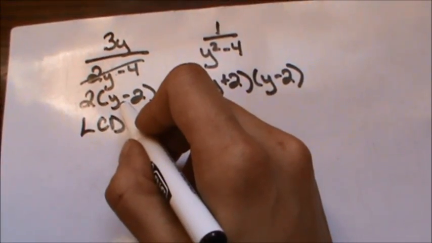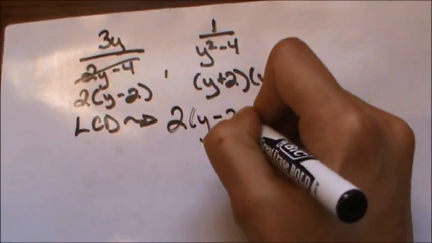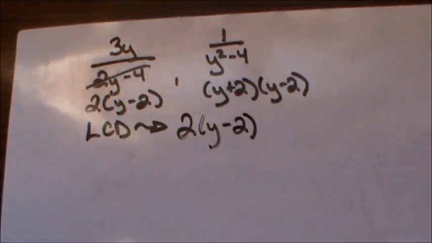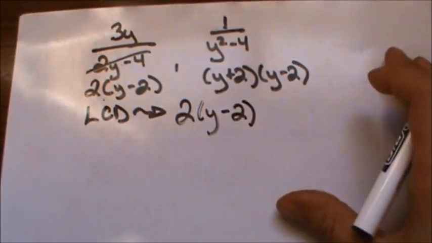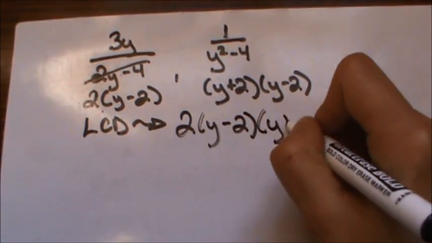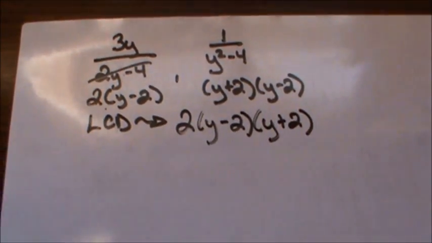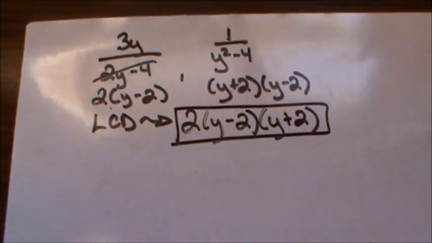Here I have a y minus 2. This also has a y minus 2. What's the highest power of y minus 2 that I see? Just to the first power. That takes care of this denominator, but this one here has an extra factor, y plus 2. So that needs to be included. This whole thing right here is my LCD.